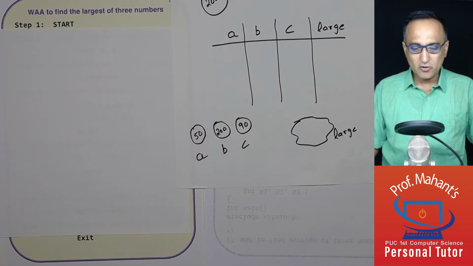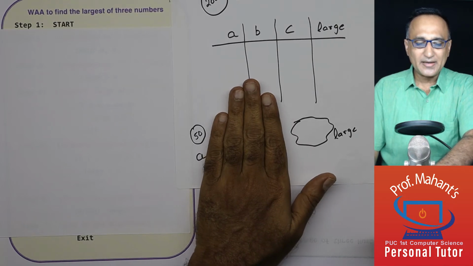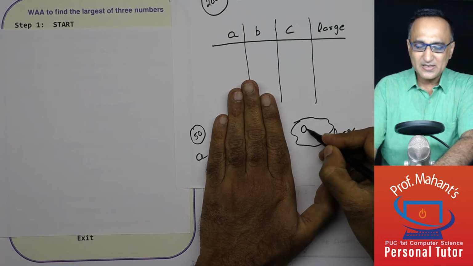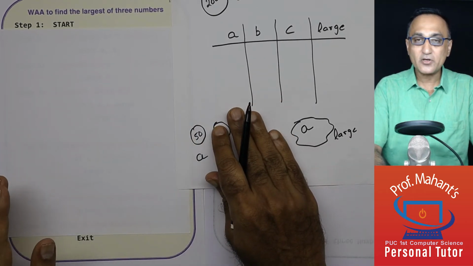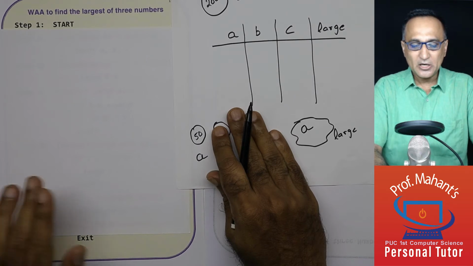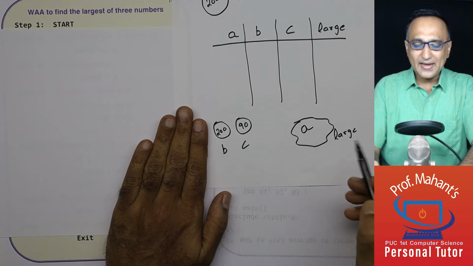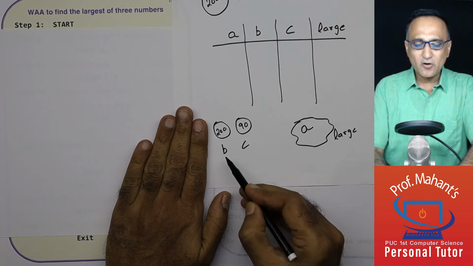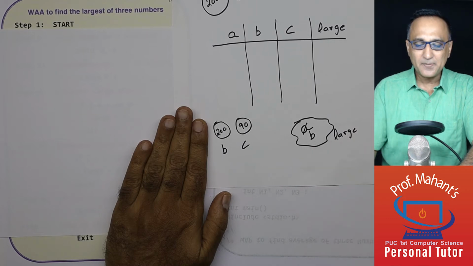In order to understand this process, don't look at all the numbers at a time. Just look at A at one single time. When you just look at A, which is the largest at this point of time? The largest number is in A. So I assume initially that A is the largest because I have not seen any other numbers. Now I have finished processing A. Now I'll only look at B. I'll compare large with B. Which is bigger? Is large bigger or is B bigger? B is bigger. So my new largest is B.